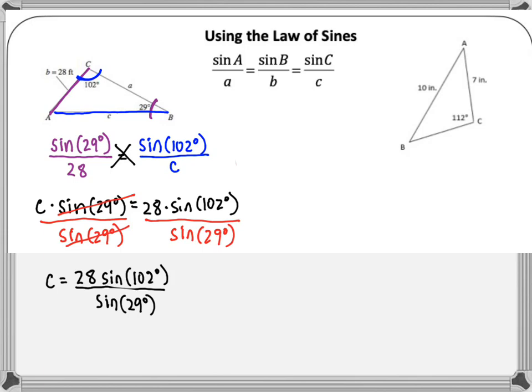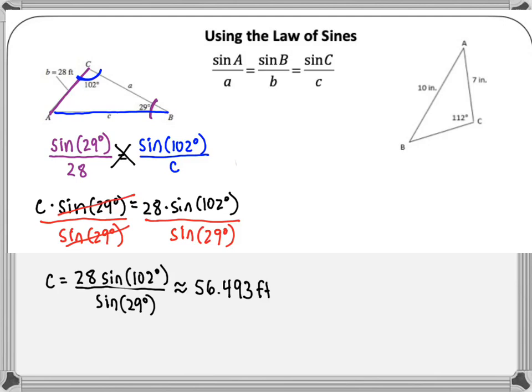However, we do want to approximate this out because that is a little bit too nebulous for us to imagine what that is. And so putting it into our calculator, we're going to get 56.493 feet. And so that is how we will set up the law of sines for finding a side, just looking for opposites.